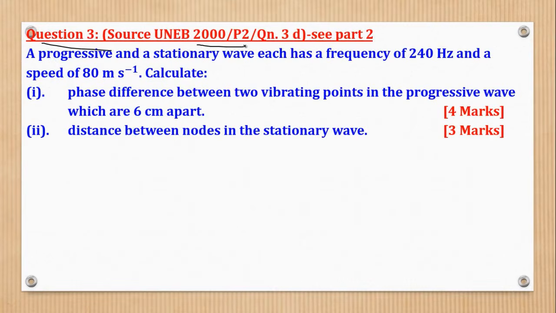Then question 3 came from UACE of 2000, paper 2, question 3d, and it says a progressive and stationary wave each has a frequency of 240 Hz and speed of 80 meters per second. Calculate Roman 1, the phase difference between two vibrating points in the progressive wave which are 6 centimeters apart. So this is delta x. Then Roman 2, the distance between nodes in the stationary wave. Remember, distance between nodes is half wavelength.